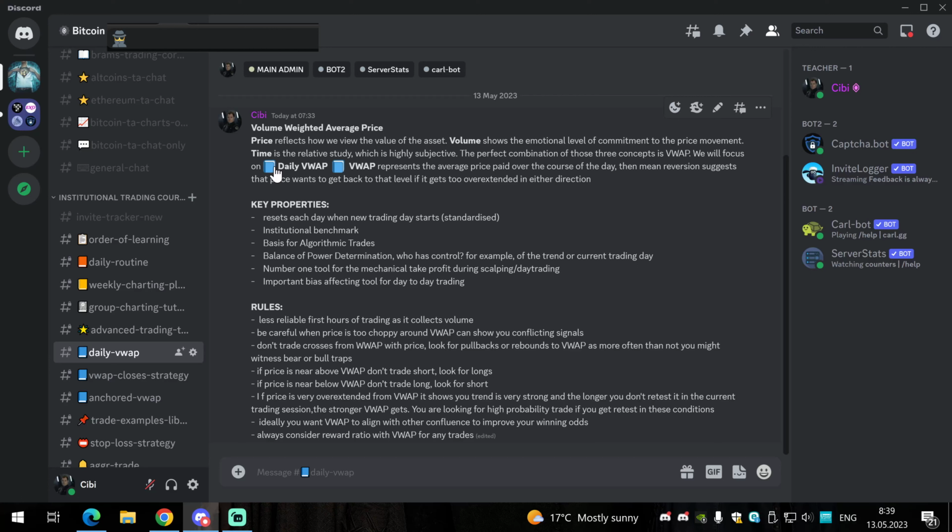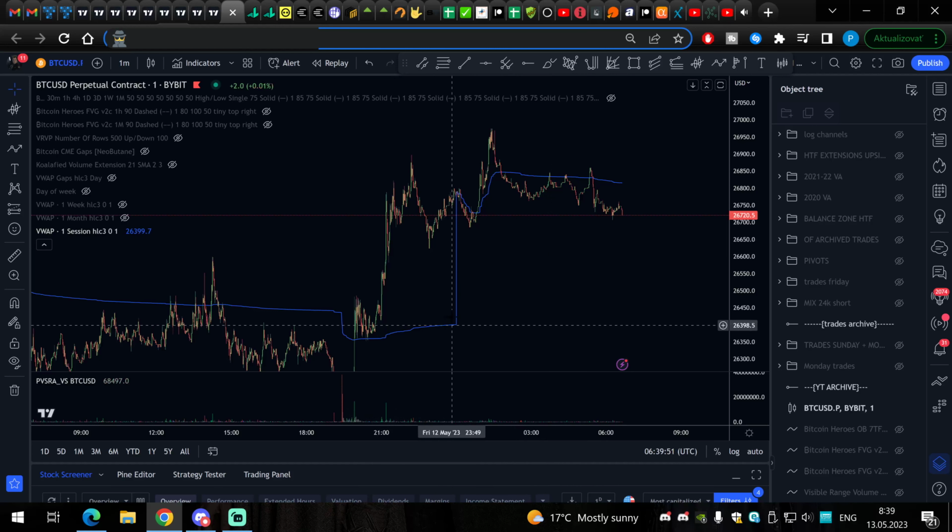We will be focusing on the daily VWAP, which resets every single day at 00 UTC time. It's standardized. When we go to the charts, this is how the reset looks. When we are trading above VWAP and closing pretty far away from the VWAP, this is the close. You see the price moves to the new opening of Asia, and it starts to collect volume in the new trading day. So that's the reset.